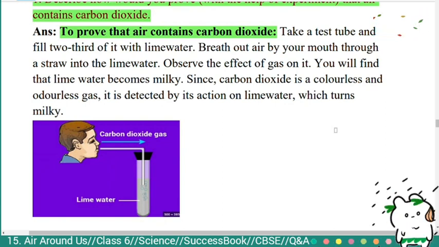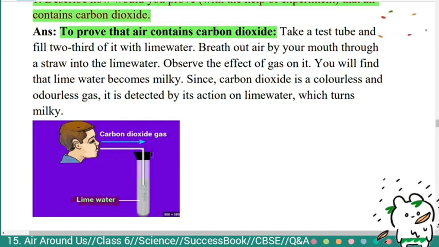Since carbon dioxide is a colorless and odorless gas, it is detected by its action on lime water, which turns milky. So here figure also shown. So this test tube contains a lime water. Here one person is blowing air into this test tube. So that gas is carbon dioxide. Whenever carbon dioxide goes into the lime water, it turns milky.